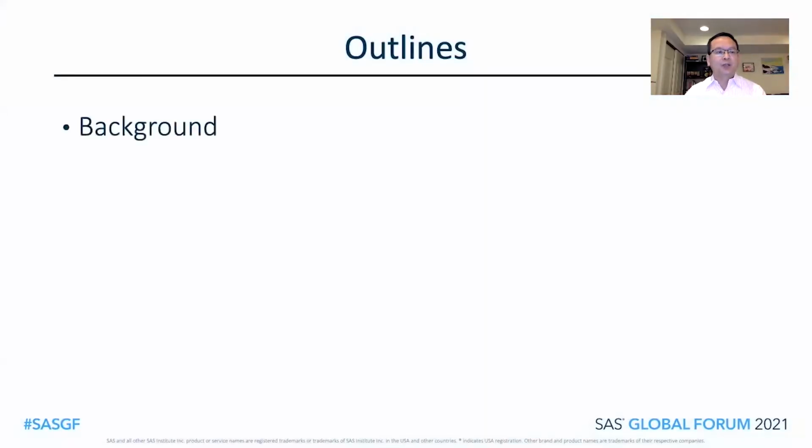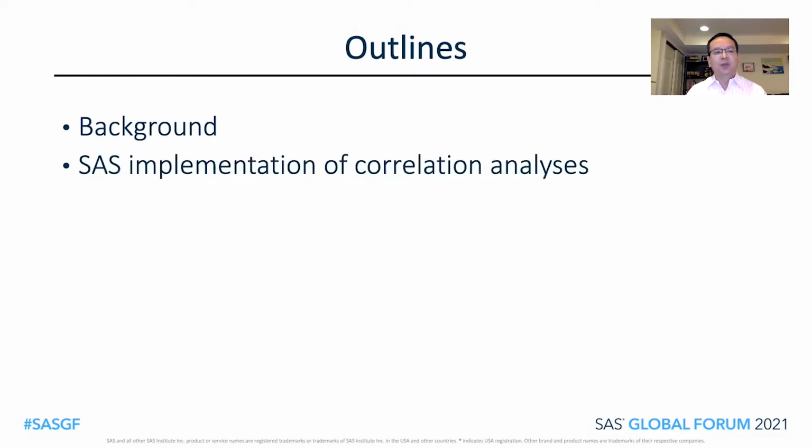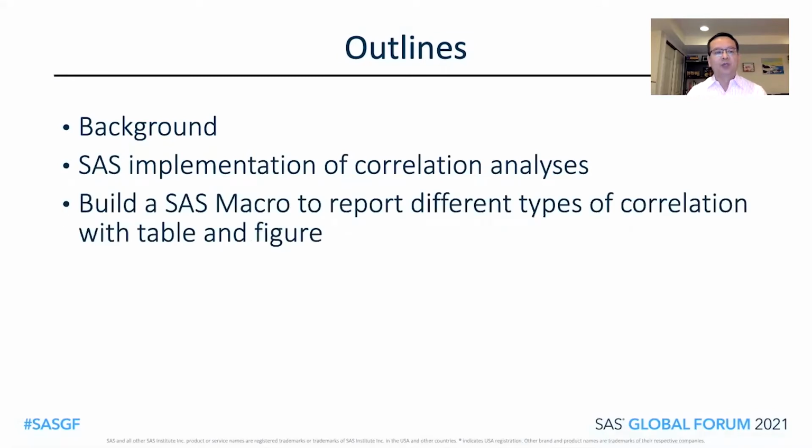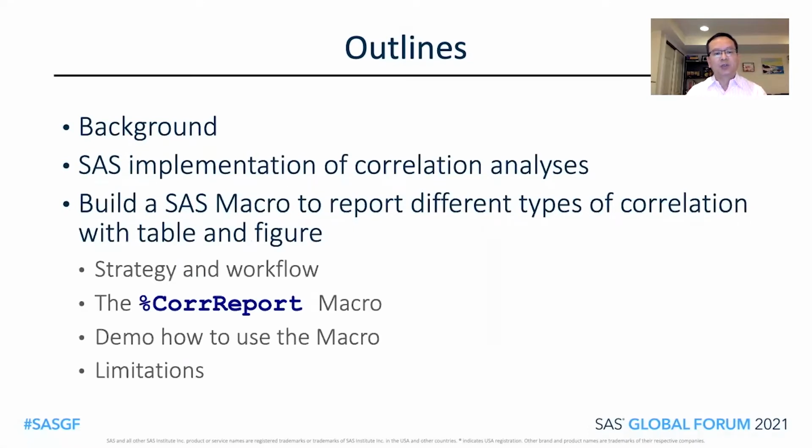This is the outline of my today's talk. First, I will review some background information for this work, and then talk about how SAS implements all types of correlation coefficient. And from there, I'm going to show you how I build a SAS macro to report all types of correlation coefficient analysis results in table and figure format. I'm going to show you what kind of strategy I follow, and this macro is called the CORR report macro.